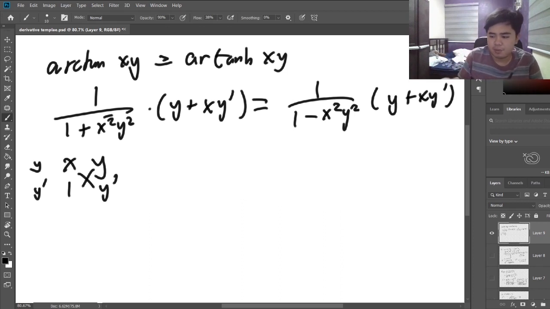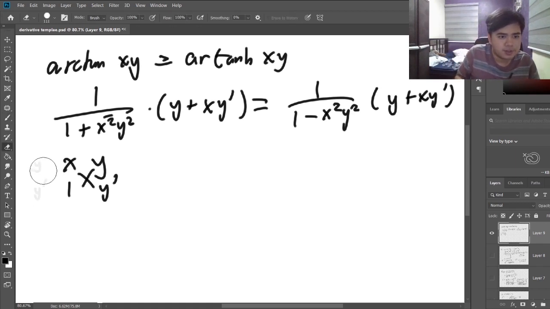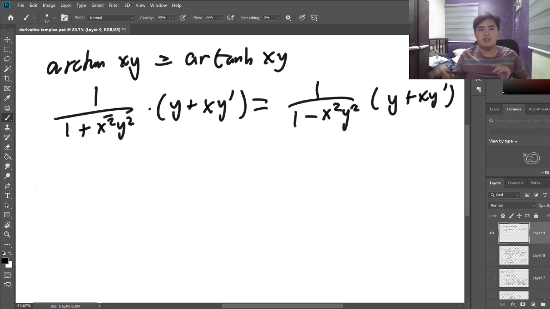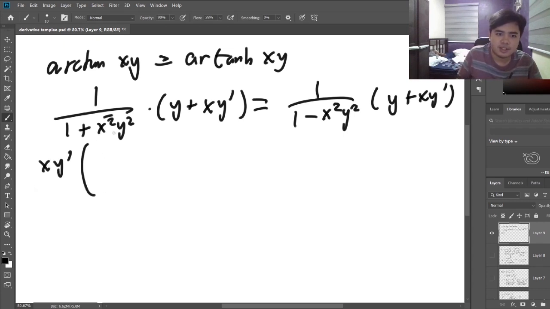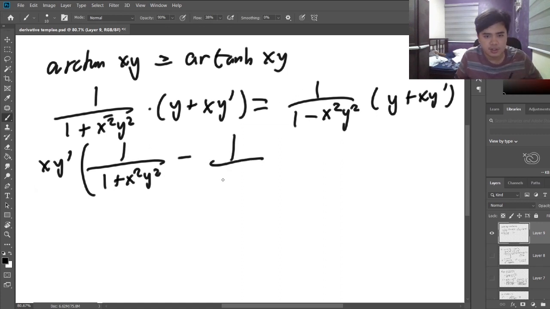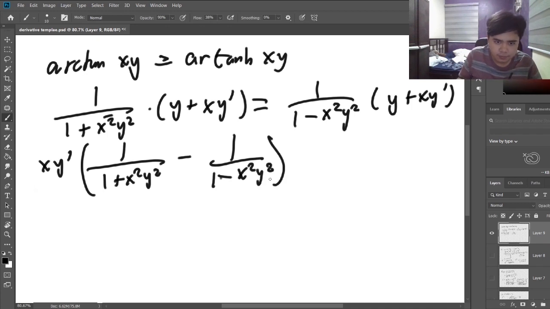So it looks a bit familiar. So let's erase this one first. Let's isolate everything with y prime to one side and y to the other. So let's put xy prime. And then what has xy prime here? For this one is 1 over 1 plus x squared y squared. Over here we transpose it to the other side, so 1 over 1 minus x squared y squared, right?